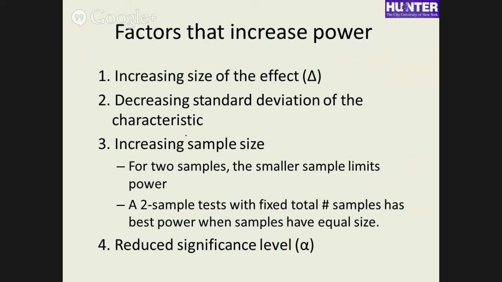Factors that increase power, obviously: increasing that effect, that difference in mean, increases your power. Decreasing the standard deviation, so increasing that effect of separation, increases your power. More sample size. Here was the answer to that other question. For two samples, the smaller of your samples is the one that limits your power. And for a fixed total sample size, your power is best when you have them equally distributed across your groups. And that'll go for 3, 4, or more groups as well, but it's the case also for 2 groups.